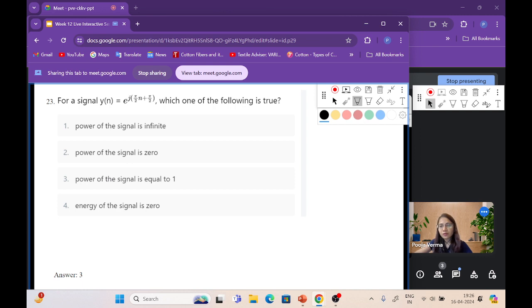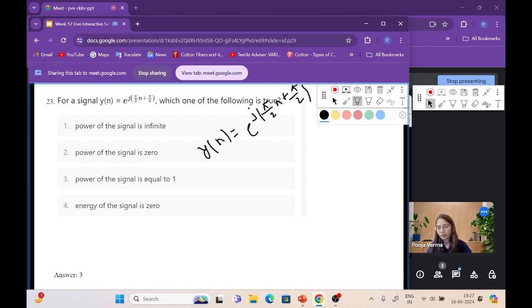So the next question is, for a signal y[n] is equal to e to the power j(pi by 2 n plus pi by 2), which one of the following is true? Option A is power of the signal is infinite. Option B is power of the signal is 0. Option C is power of the signal is equal to 1, and option D is energy of the signal is 0. So for this signal, which of the following statements is true? The signal is given as y[n] is equal to e to the power j(pi by 2 n plus pi by 2).